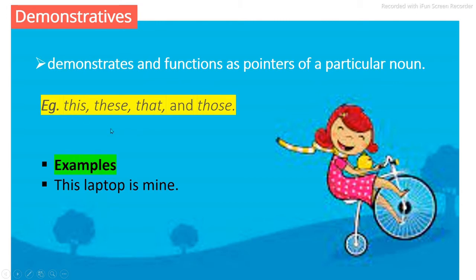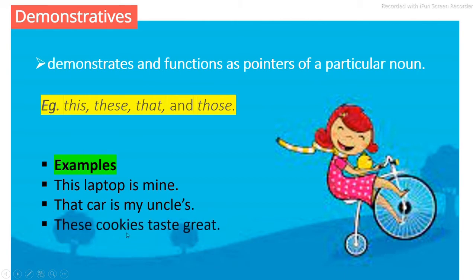This and that are used for singular nouns. In the same way, here this laptop is singular, so we have used this, and these and those are used for plural nouns. Second example, that car is my uncle's. So here also the noun car is modified with the demonstrative that. And if the nouns are plural, we can use these, those.